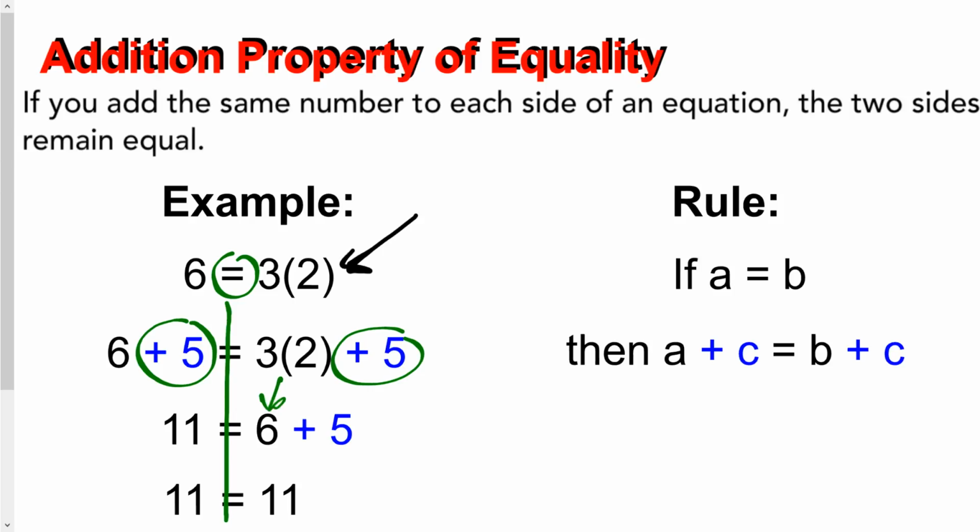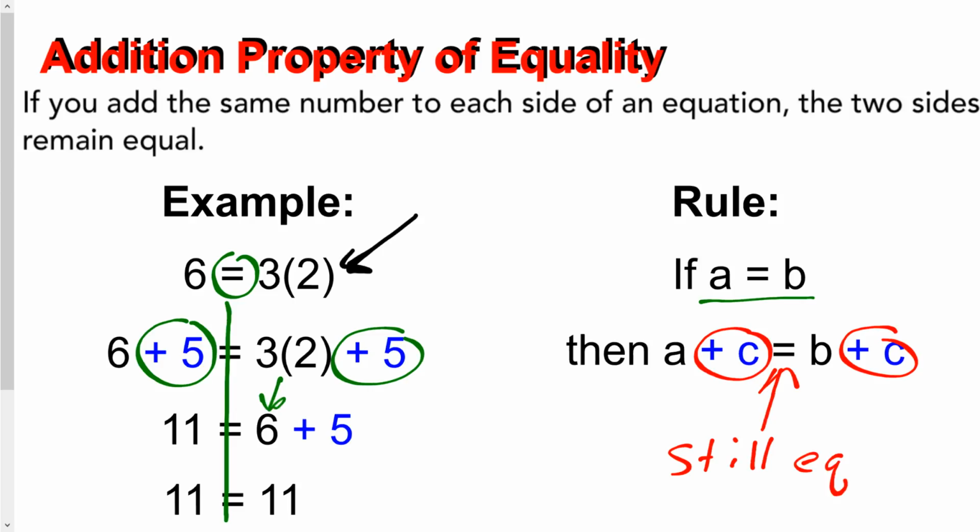The rule for the addition property of equality is just that if A equals B, and I add C to both sides of the equation, it's still equal. That's the addition property of equality.